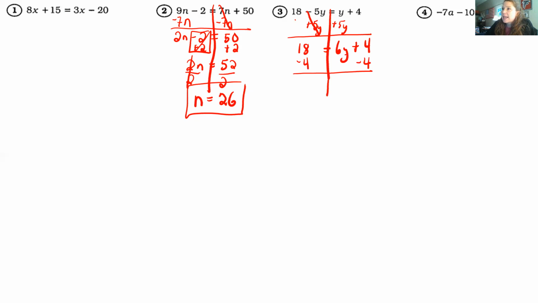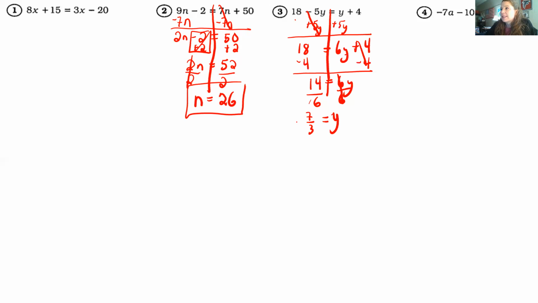So I'm going to say 18 minus 4 is 14 equals 6y. This 4 is gone. So the opposite of times 6 is divided by 6. So I'm going to get rid of that. This is a fraction, an improper fraction. I can divide them both by 2. So I get 7 over 3. And I can leave it at 7/3.